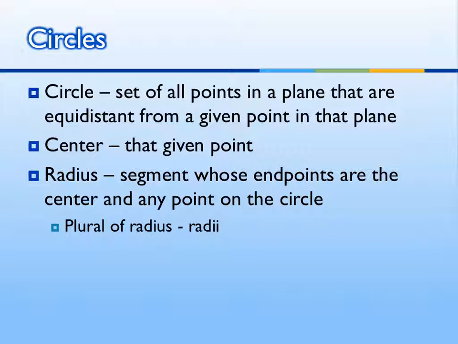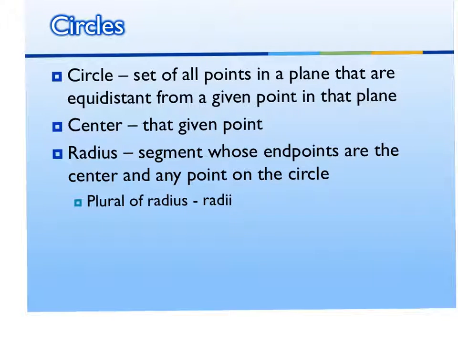So here is the definition of a circle, the center, and the radius. A circle is the set of all points in a plane that are equidistant from a given point in that plane. Okay, that given point is going to be called the center. A radius is going to be the segment whose endpoints are the center and any point on the circle. So it's basically from the center to the edge. The plural of radius is radii.